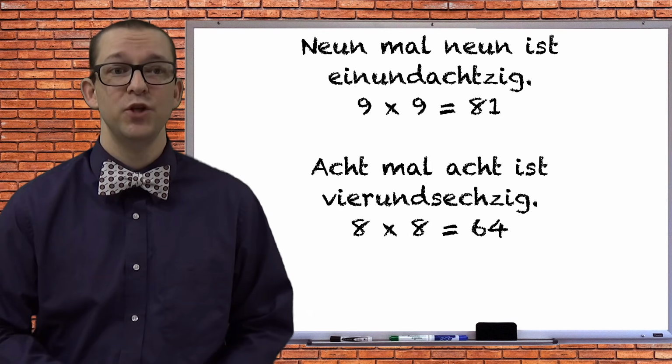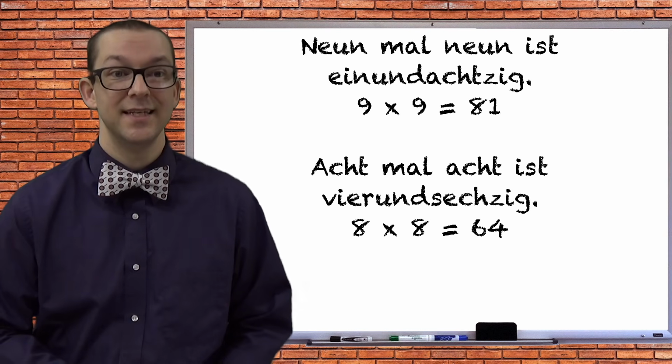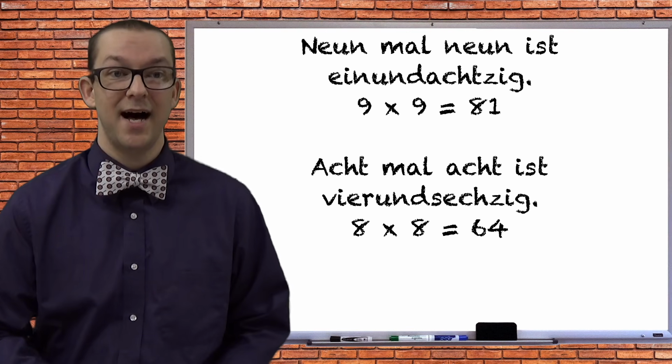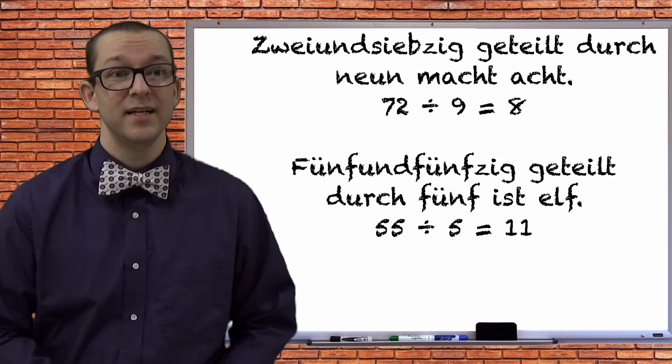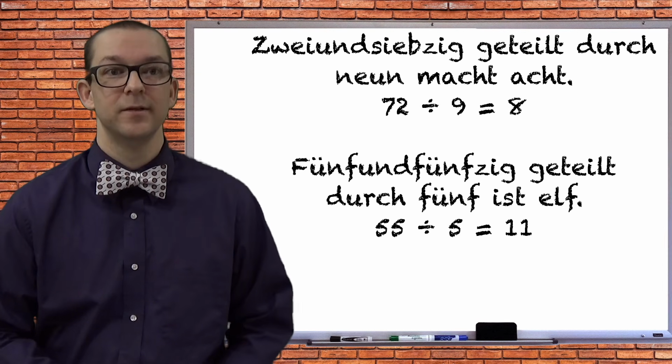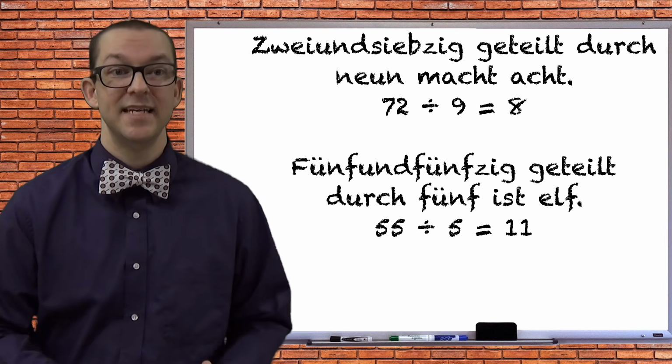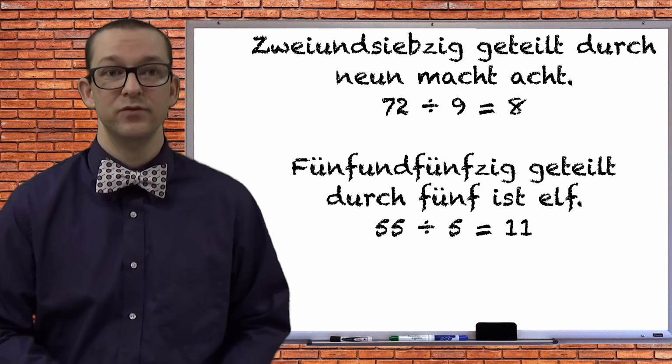To multiply, use mal. 9 mal 9 ist 81. 8 mal 8 ist 64. To divide, use geteilt durch. 72 geteilt durch 9 macht 8. 55 geteilt durch 5 ist 11.